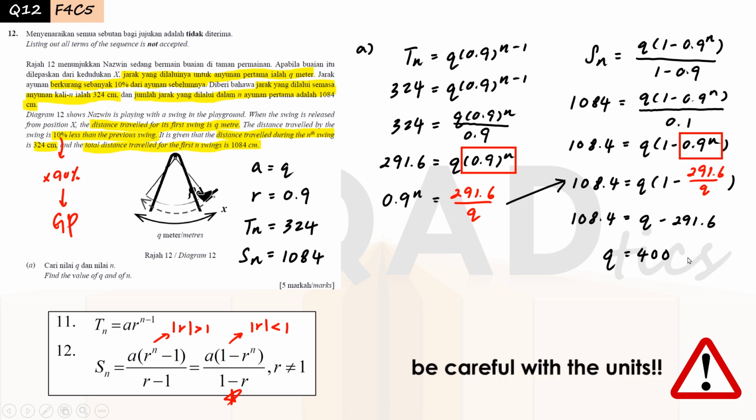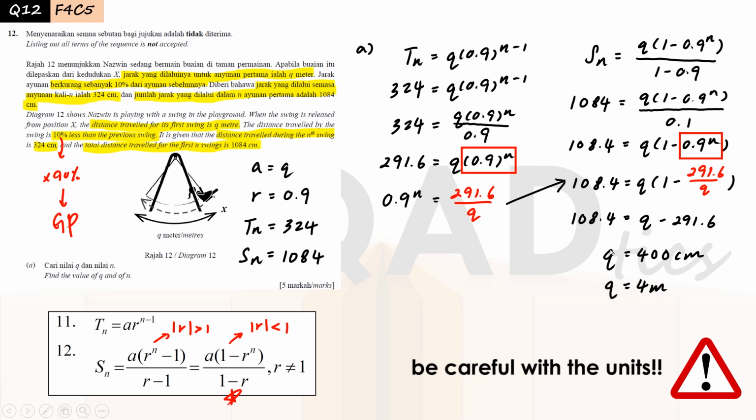Alright, I'm going to stop y'all there because this 400, we need to look at the unit first. Okay, so in Tn and Sn, we used cm. But q is the only thing that uses meter. So if we want to find the value of q, we need to change it to meter. Okay, so this 400 technically is cm, so to change it to m, we are going to divide with 100.